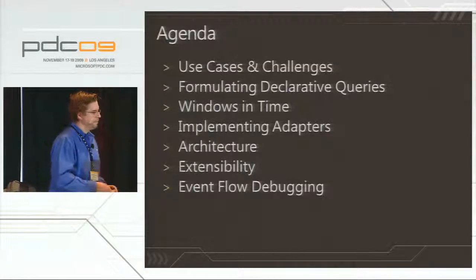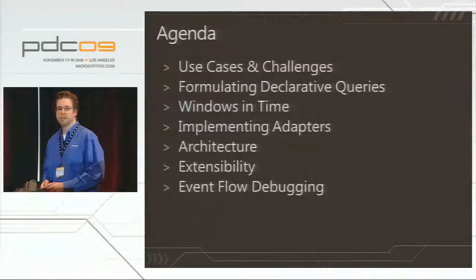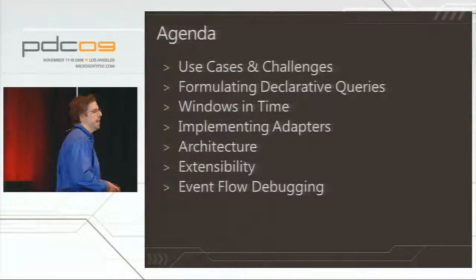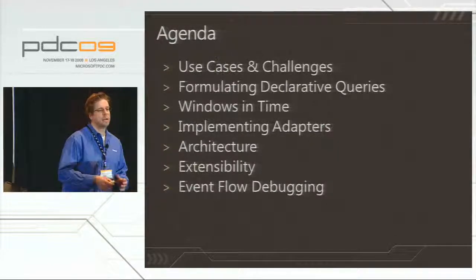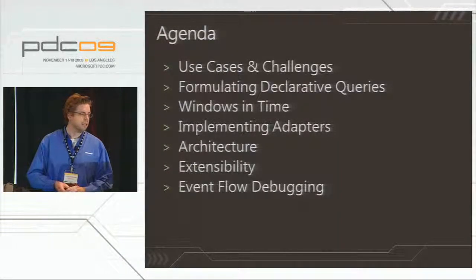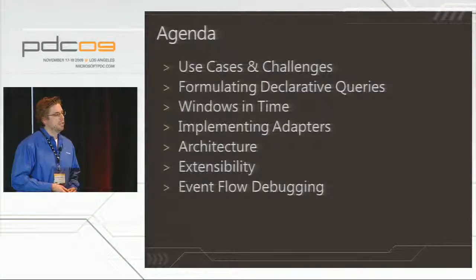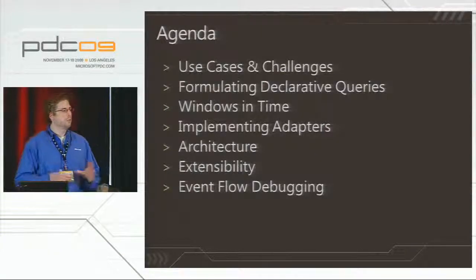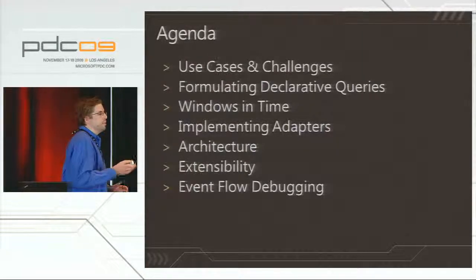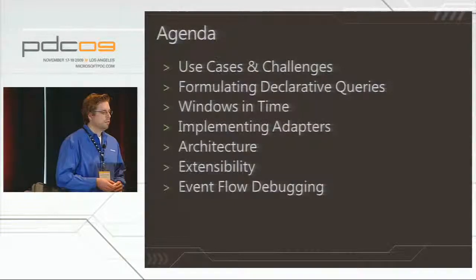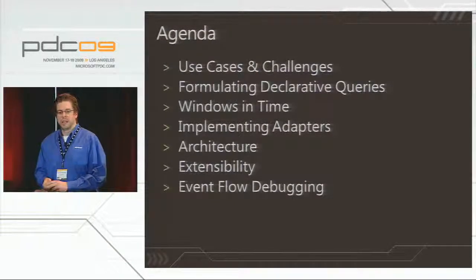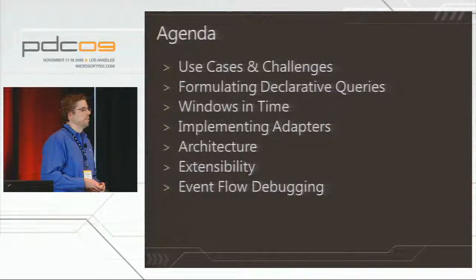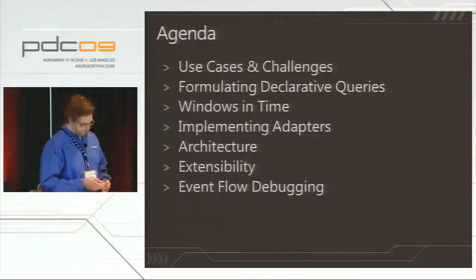Okay, so what do we want to do in this talk? First, I'd like to talk about two sample real-world use cases, and the challenges that came up in those and other scenarios regarding complex event processing. I'll then talk a little bit about writing queries using temporal windows, how to implement adapters, and show a little bit of adapter code. We will then talk about the architecture. Besim will give you an overview of StreamInsight's architecture and the extensibility interface, and we will conclude with a demonstration of our event flow debugger tool.